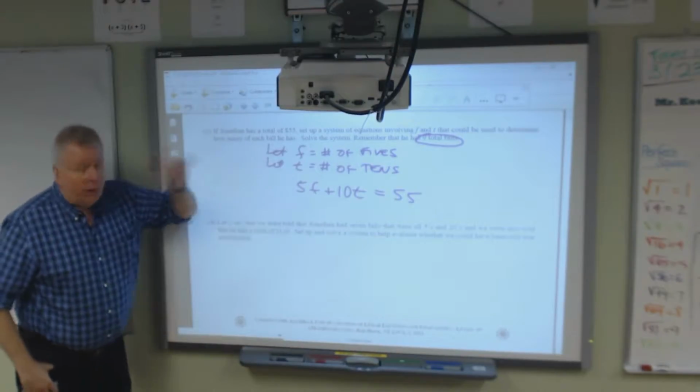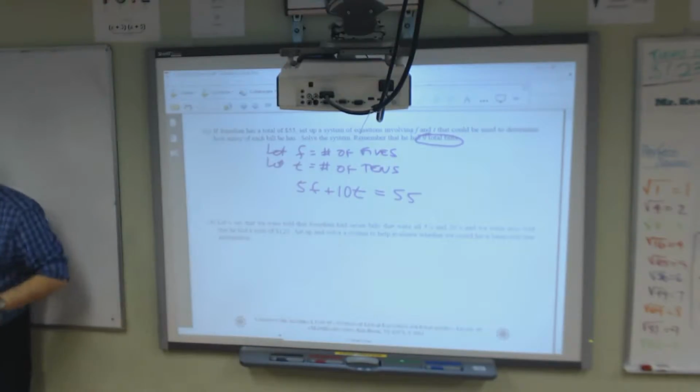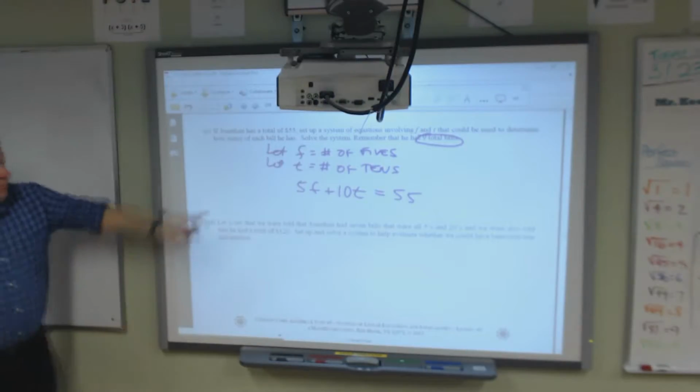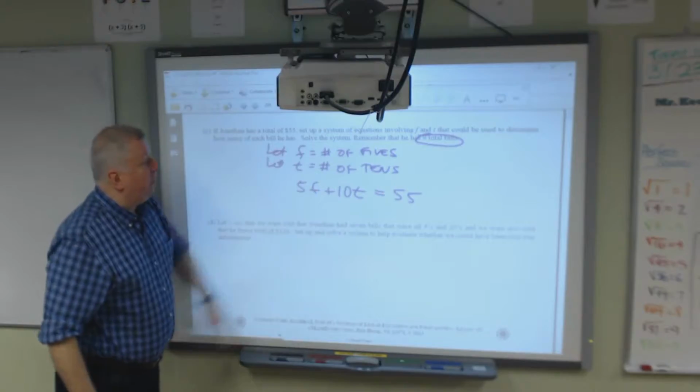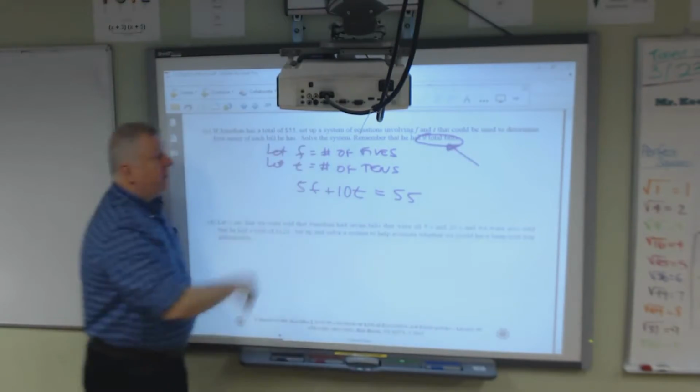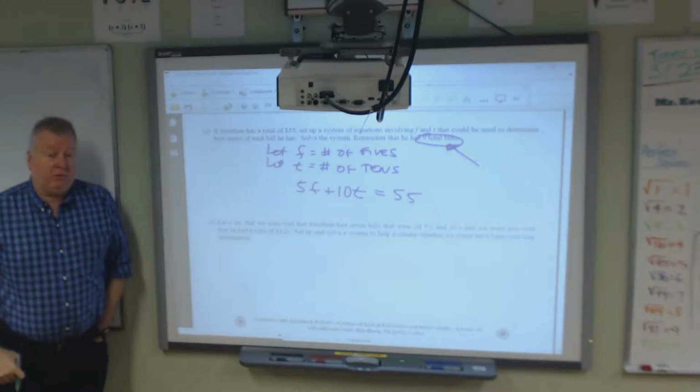So a system of equations is how many equations? When we have the stuff we've been doing, solving with substitution and elimination, how many equations have we been working with? 2. So here's one. We need a second equation here, right? The second equation has something to do with this. They said he's got a total of 9 bills.